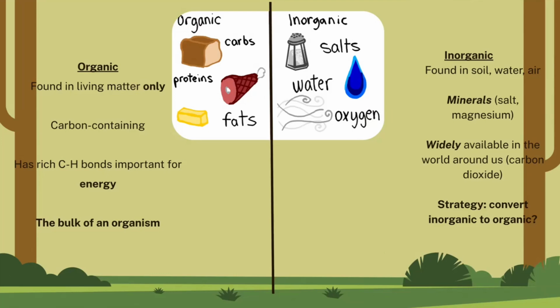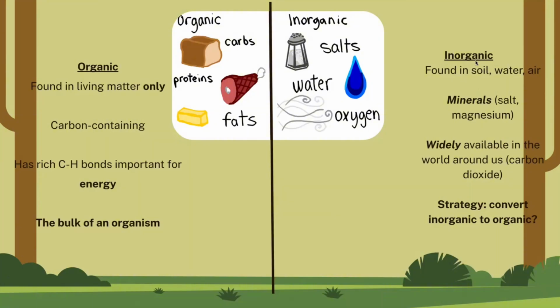And when I say it's found in living matter, technically, when something dies, that's still organic matter, but it is derived from something that has been alive before. Now, this could include anything from carbs, proteins, and fats. They're usually very complex molecules with a bunch of carbon.